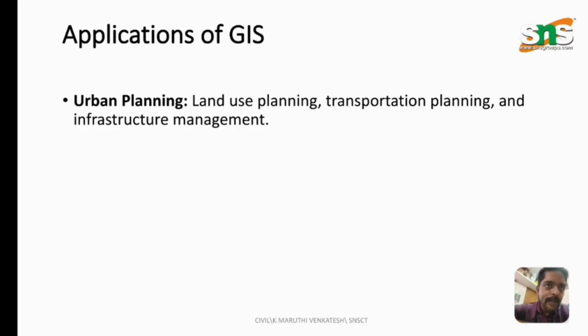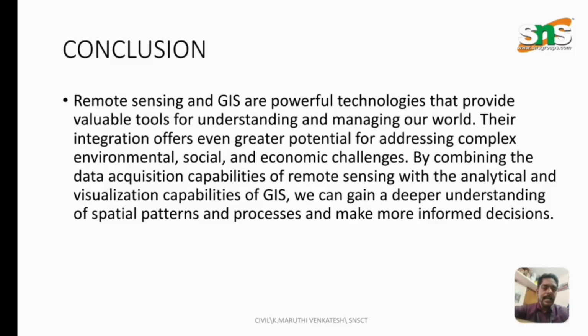Applications of GIS: urban planning, land use planning, transportation planning, and infrastructure management. We can use GIS in urban planning, and also in rural planning. Rural planning can be used for agriculture purposes, to decide what type of crop we can place in different places. Based on the color we can differentiate the crops.